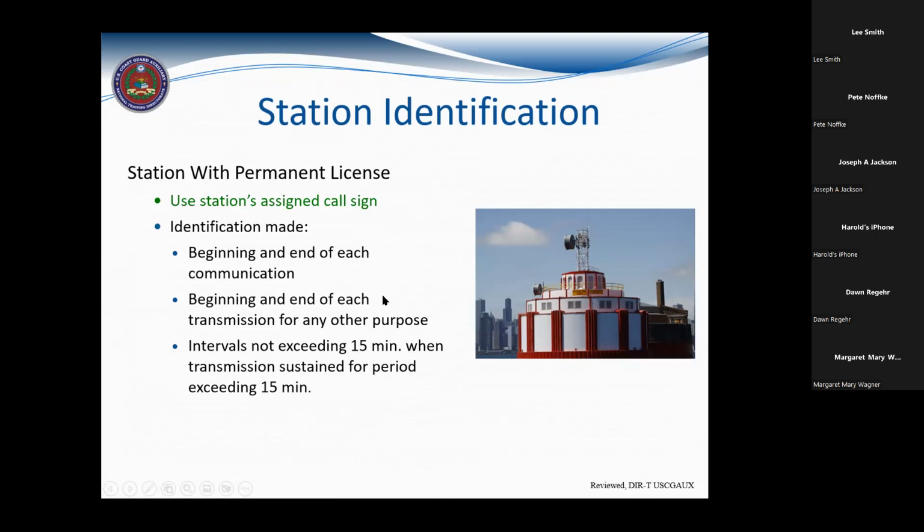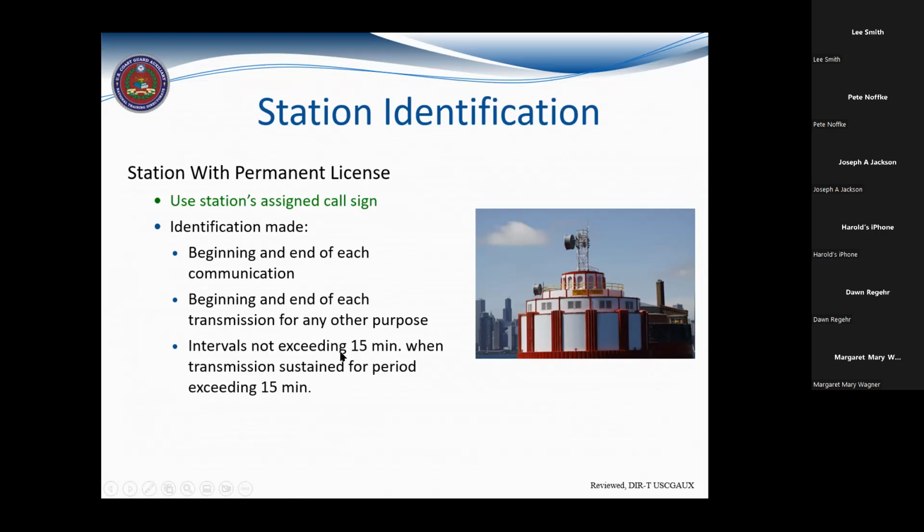In between, you can use an abbreviated form. After you've used your FCC call and you've contacted somebody, you can just use the boat name until you get to the end of the communications, and then give the FCC call again to identify the end of the transmission.